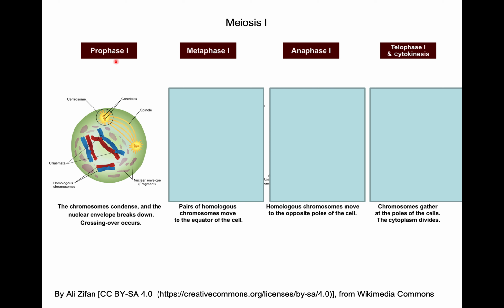Okay, so lots happens during prophase 1 in meiosis 1. Not only does the nuclear membrane break down, and the centrosomes move towards the two ends of the cell and start connecting to the centromeres of the chromosomes, but one major thing that happens is that homologous chromosomes actually pair up and exchange genetic material.